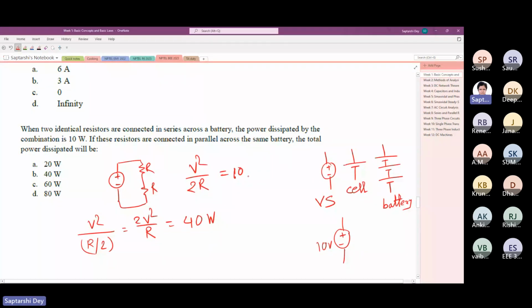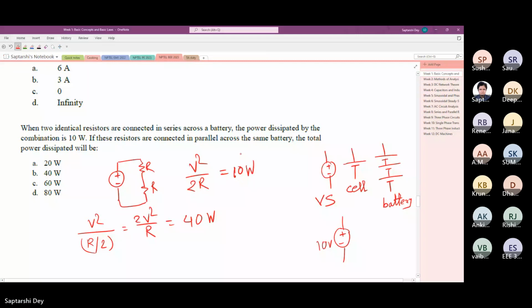Is it clear or is there any doubt? Just multiply this equation with 4. Yes. Okay.